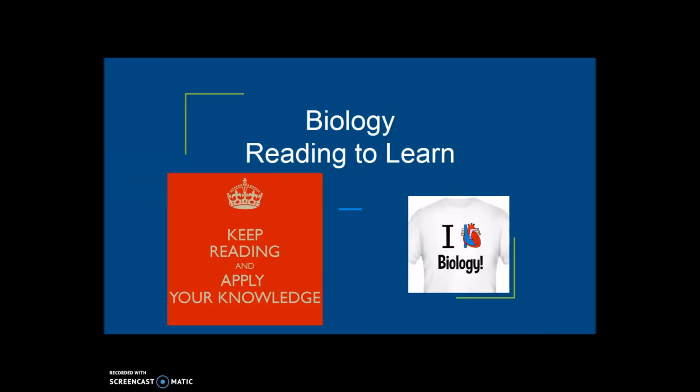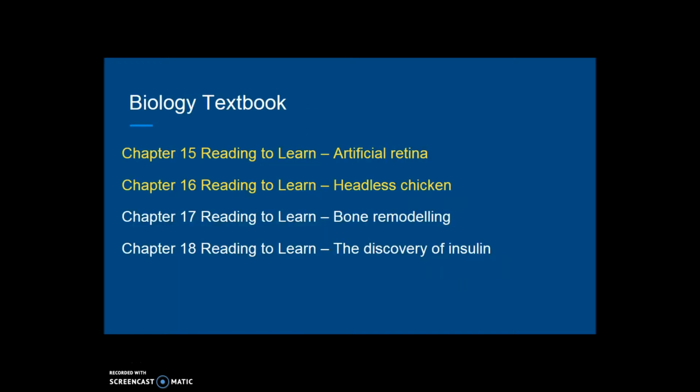So in this video, we are going to talk about the reading to learn again. Remember, once we investigate different biological phenomena, or we need to invent some new advancement of biotechnology, it's time for us to apply what we learn in the textbook and put it in our daily life. So in this video, we are going to study two cases. The first one is the artificial retina, and the second one is the headless chicken.